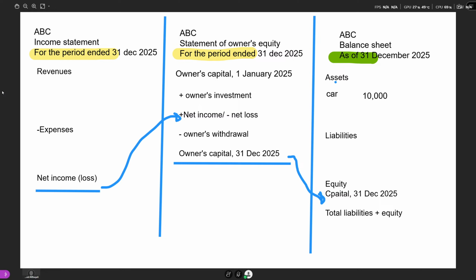Now, which means that next year, if I am going to prepare my income statement next year, year 26, in year 26, when I'm going to prepare the income statement for year 26, what I'm going to do is again write my revenues and my expenses for which year? For year 26. The revenues I generated in the preceding year 2025 are no longer relevant in year 2026.